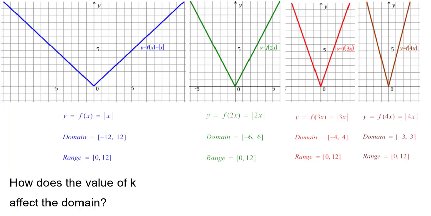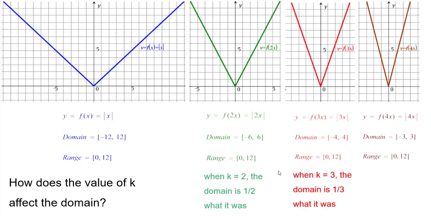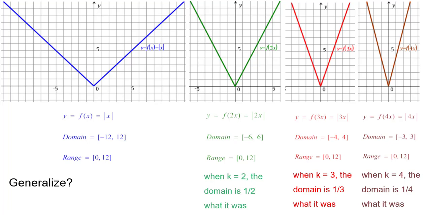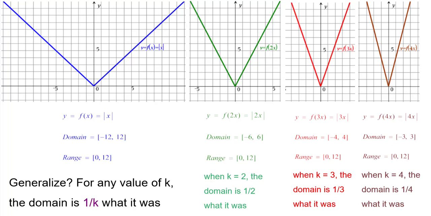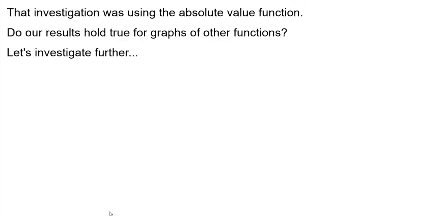How does the value of k affect the domain? Well, when k is 2, the domain was half of what it was. When it was 3, it was a third of what it was. And when k is 4, it was a fourth of what it was. So generalizing, for any value of k, the domain seems to be 1 over k times what it was before. So we used the absolute value function. Would this hold true for other graphs of other functions? Let's investigate further.